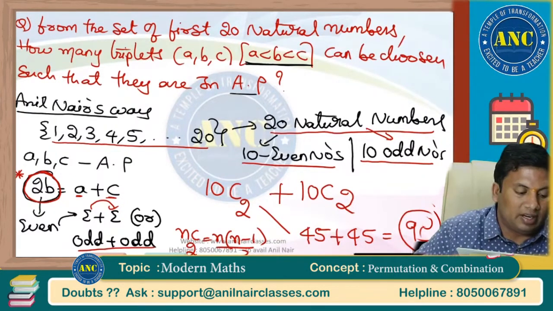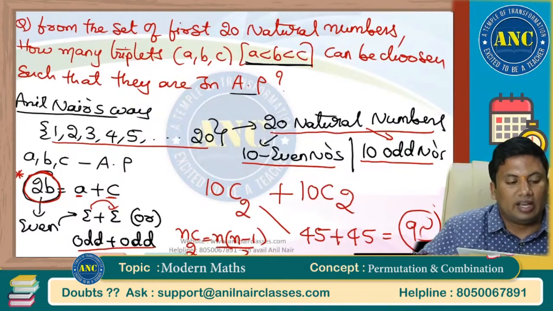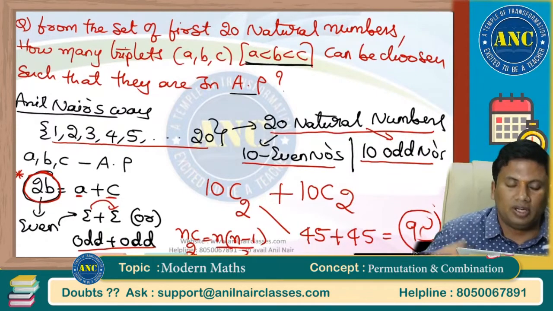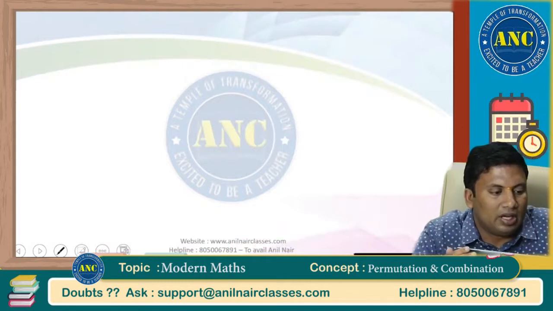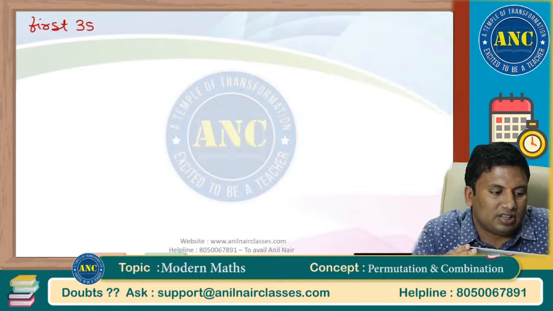Out of 10 even numbers, select any 2. Out of 10 odd numbers, select any 2. 10C2 plus 10C2, the answer is nothing but 90. We will do 1 or 2 more examples so that it will be clear. Instead of 20, if it is the first 35 natural numbers.